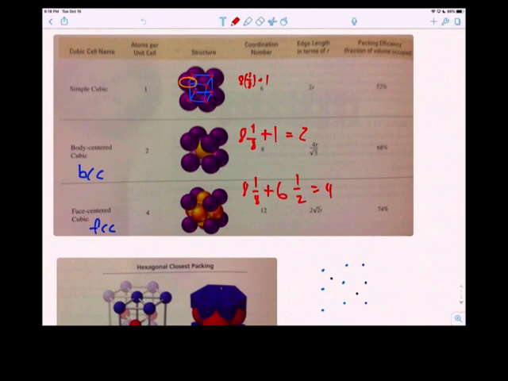Face-centered cubic has an atom on each of the faces. Each of the faces is like having half an atom, and there are six faces to a box. So six times a half is three, and then you get one from the corners. So the face-centered cubic has a much greater packing efficiency. So what? Why do we care?